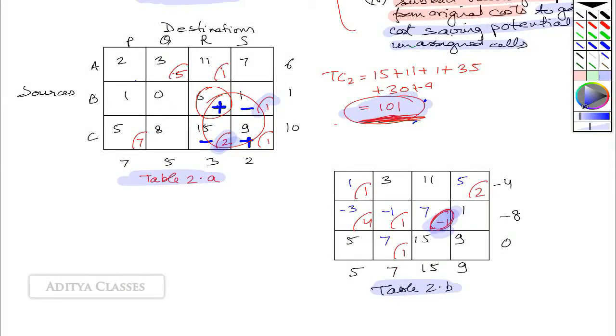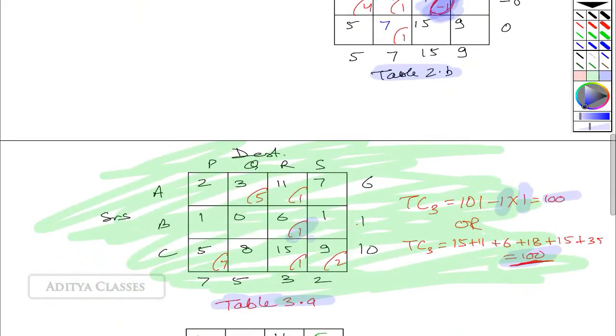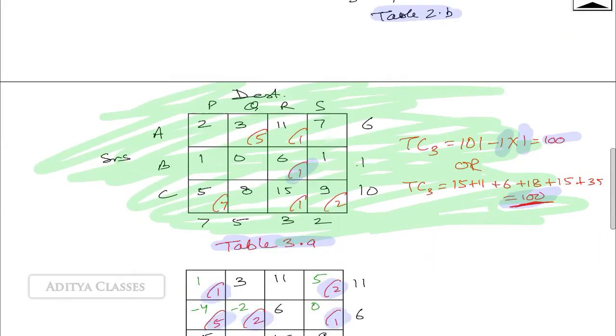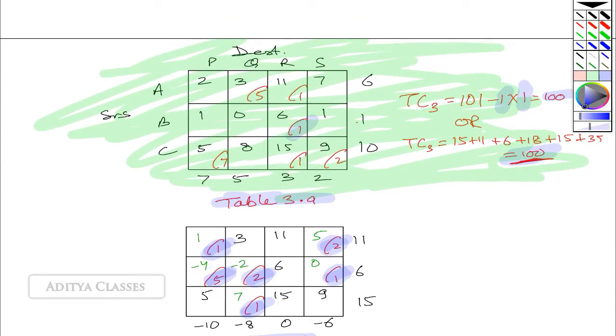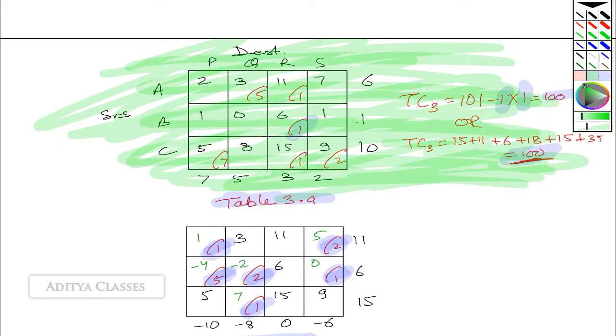We went ahead and checked it. After checking, we found another saving potential of 1 rupee. So we made a loop and we transferred that amount. After the transfer, I again checked it, and this time everything is positive, no negative values. So there is no potential for further improvement. So this is my final solution. This is your final solution. So this was the modified distribution method.